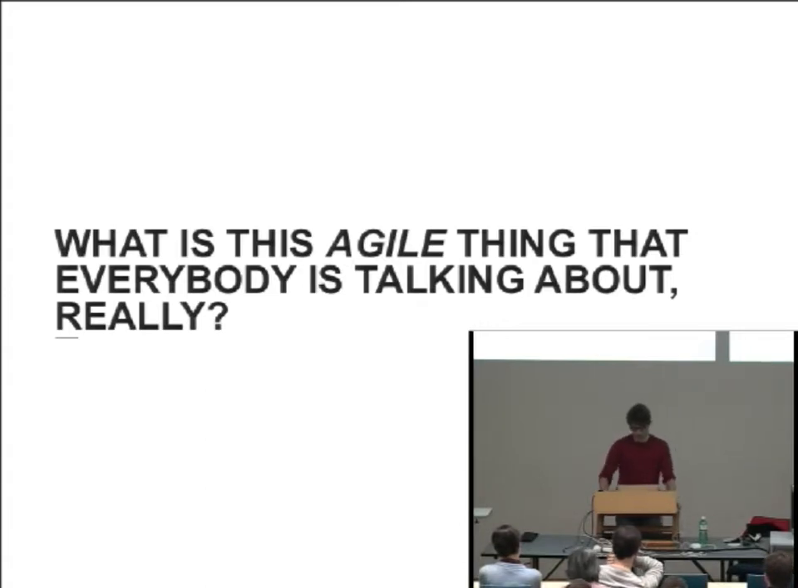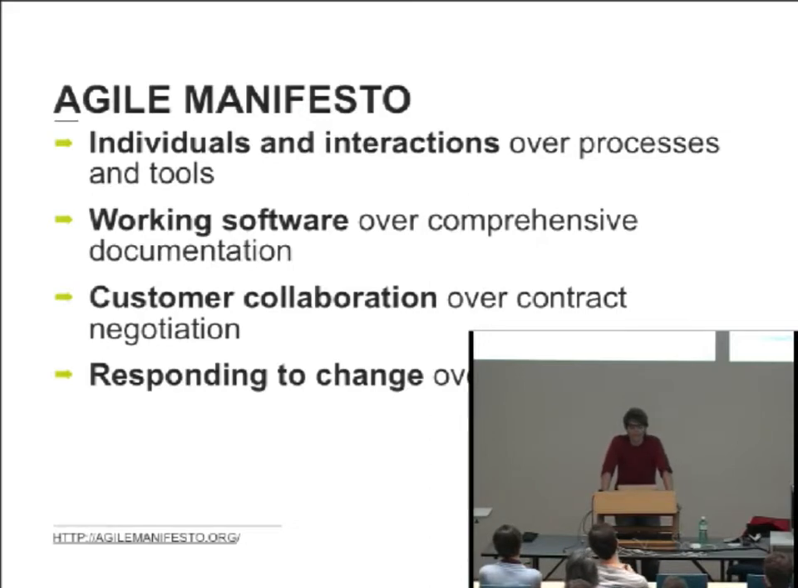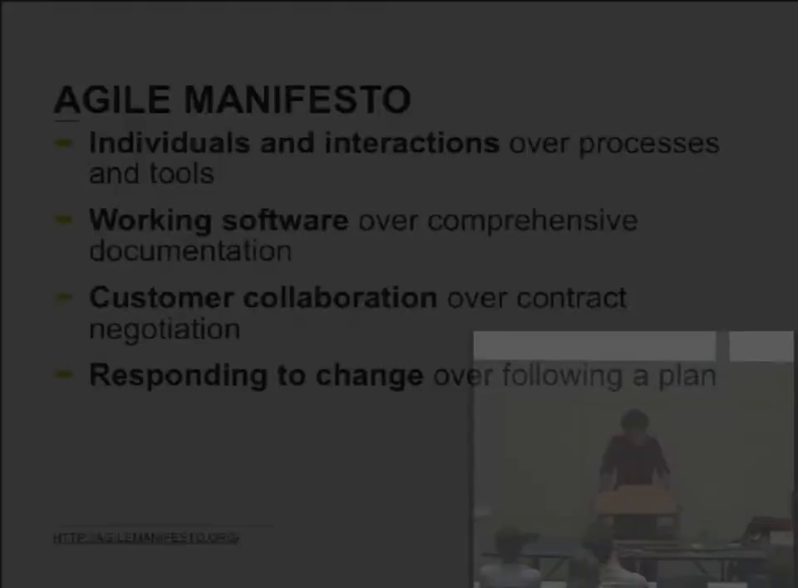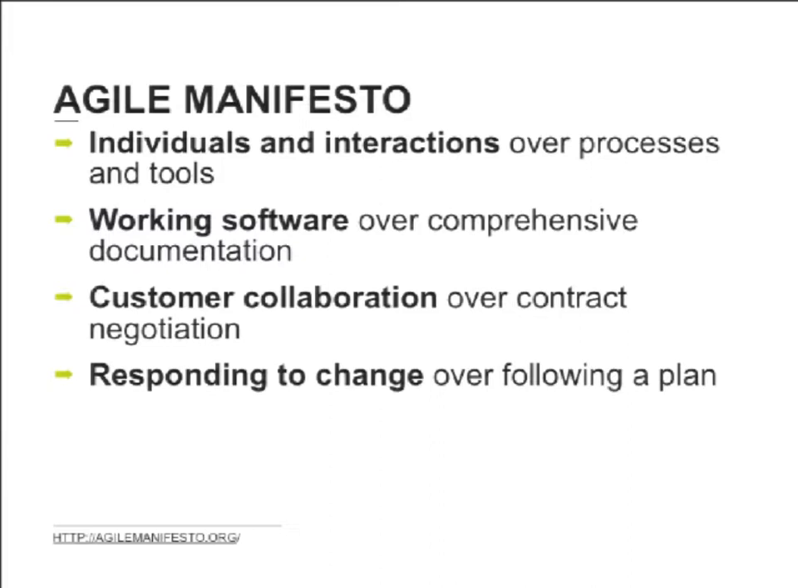So let's talk a bit about Agile. This is referenced a lot, and I think it's also important to reference this, the Agile Manifesto. I'll just quickly go through this. The Agile Manifesto states that individuals and interactions are more important than processes and tools. Working software is more important than comprehensive documentation. Customer collaboration is more important than contract negotiation. And finally, responding to change is more important than following a plan.